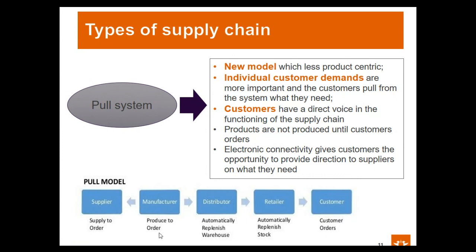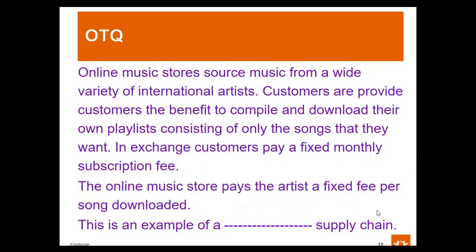The manufacturer produces to the order, and based on the order that they receive, they order supplies from the suppliers. The specific order is then supplied to the distributor, to the retailer, which then is delivered to the customer. Let's look at an OTQ. So just take a minute and read this OTQ and then answer it. So it's just fill in the missing word.